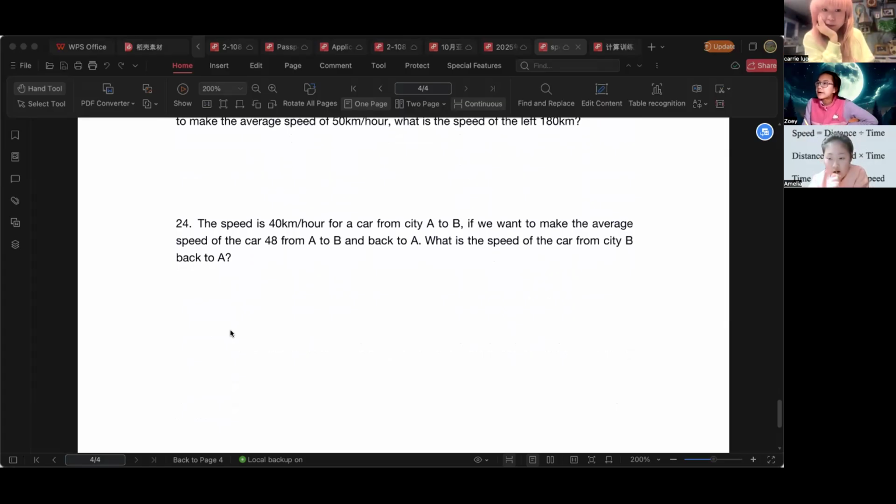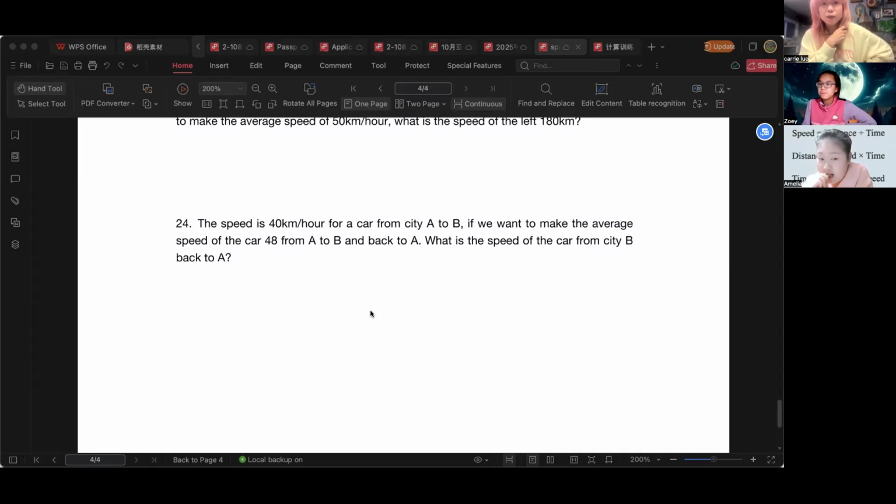If we want to make the average speed of the car 48, 爸爸你要去接鹏鹏了。说好了去接他，对对，你跟他说了，哎，5点钟，你发消息没回吗？我跟他说好的。Okay, sorry.